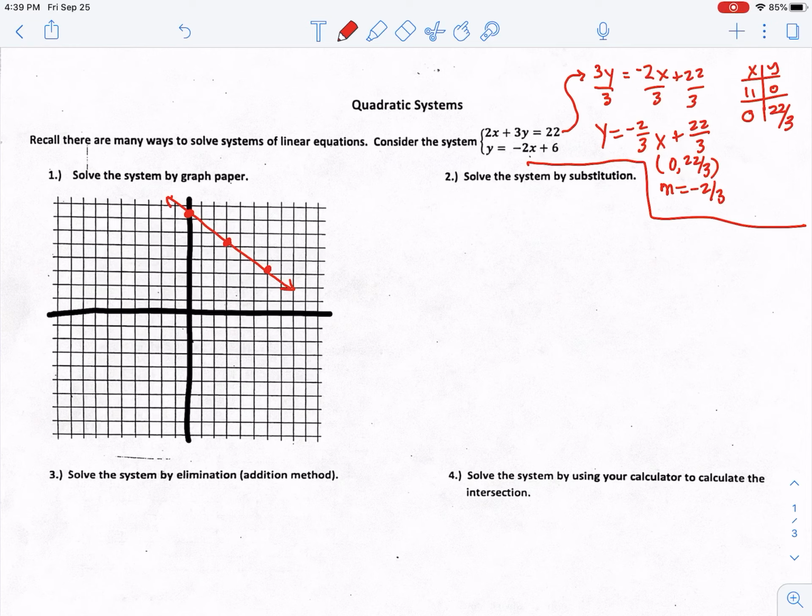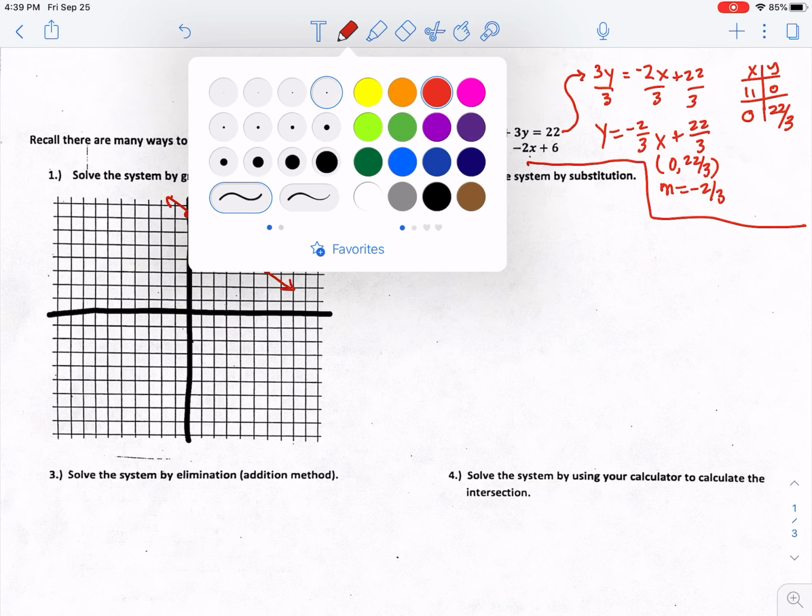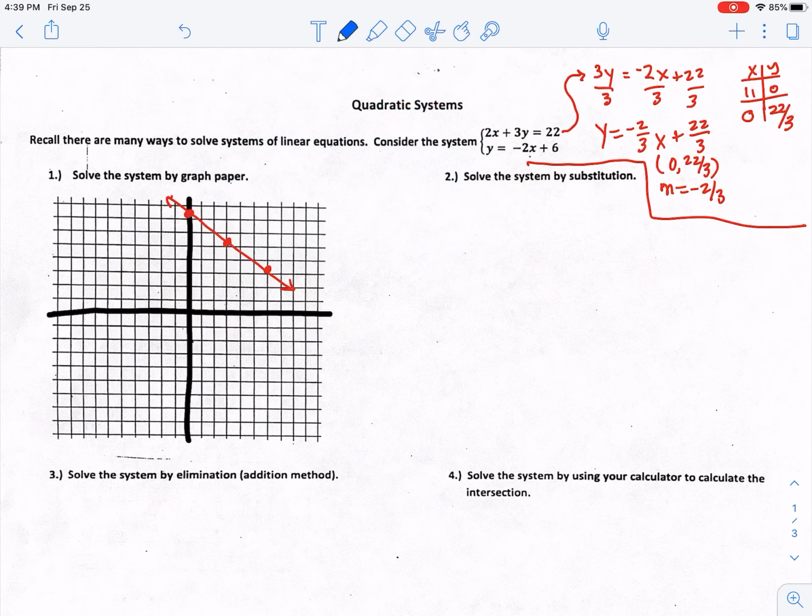After that, I've got y equals negative 2x plus 6. With y equals negative 2x plus 6, I'm going to go to 6. Let me grab a different color here. 1, 2, 3, 4, 5, 6. And from there, I'm going to go down 2, right 1, down 2, right 1. Keep in mind, you could go up 2, left 1. And once you get a few points, go ahead and graph your function.